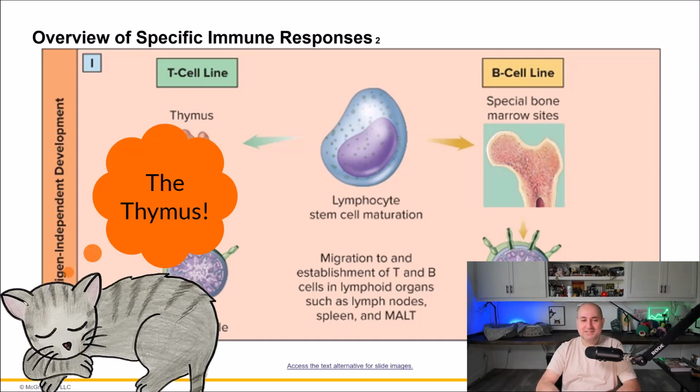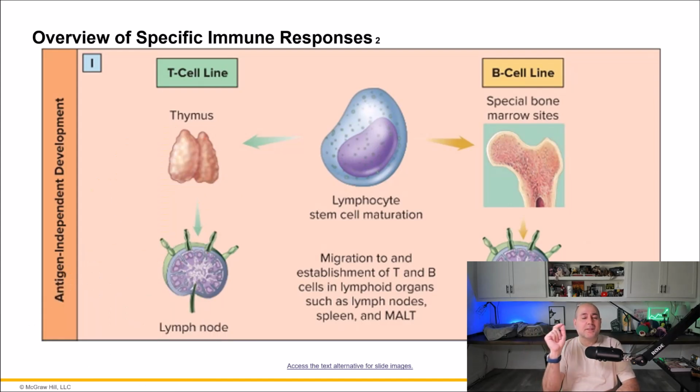That's right, as always, Wicket. T cells mature in the thymus. B cells mature in the bone marrow. And I'm going to tell you what that means to mature, because these cells need to mature. And then after that, they need to become activated. So B cells and T cells are really interesting little cells.